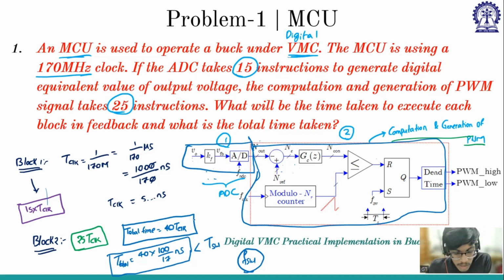This entire thing is for the 40 cycles it takes for a sample to have its effect on the PWM. From the moment the V0 sample has started to the moment PWM has been generated, it takes 40 clock cycles for the entire computation of my controller. So the time of the 40 clock cycles should be less than the TSW, because this is my inductor current and this is my V0.